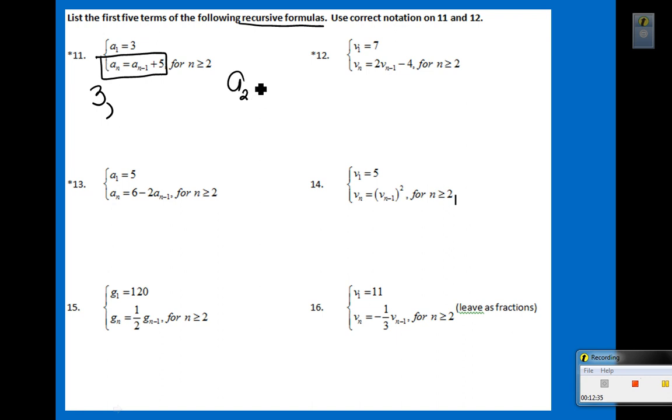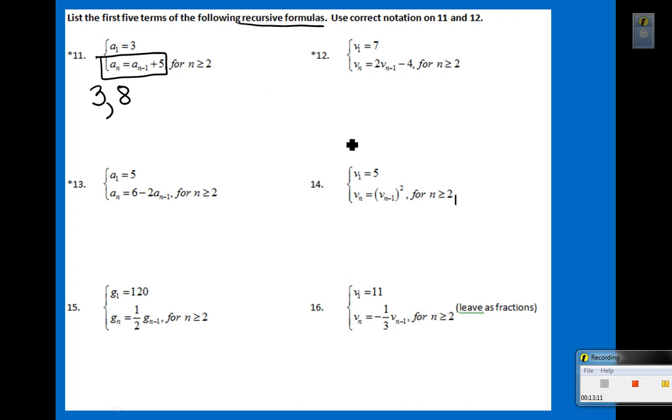A sub 2 is going to be, I'm going to plug a 2 right here for a second. 2 minus 1 is 1. So it says A sub 2 is A sub 1 plus 5. But A sub 1 we know is 3. So 3 plus 5 is 8. Now let me read this to you. It said A sub 2, the second term, is the first term plus 5 more. So all I did is I took this term, and in this case I added 5 to it.